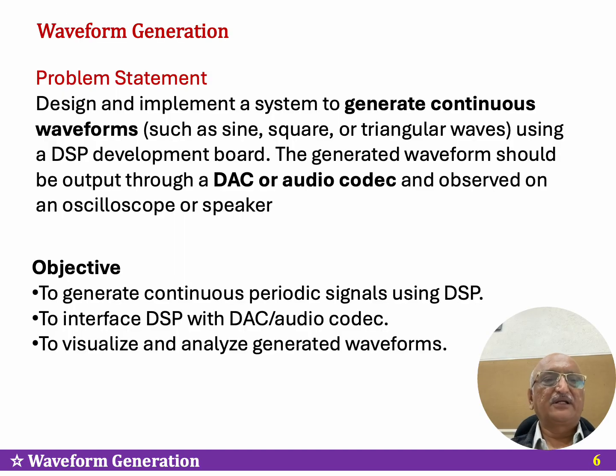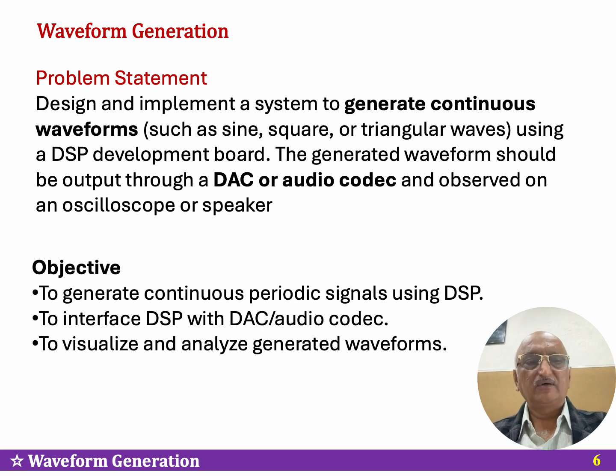Now waveform generation. The problem statement is to design and implement a system to generate continuous waveforms such as sine wave, square wave or triangular wave using DSP development board. The generated waveform should be output through a DAC and observed on an oscilloscope or the monitor. The objective is to generate continuous periodic signals using DSP, to interface DSP with DAC, to visualize and analyze generated waveform.